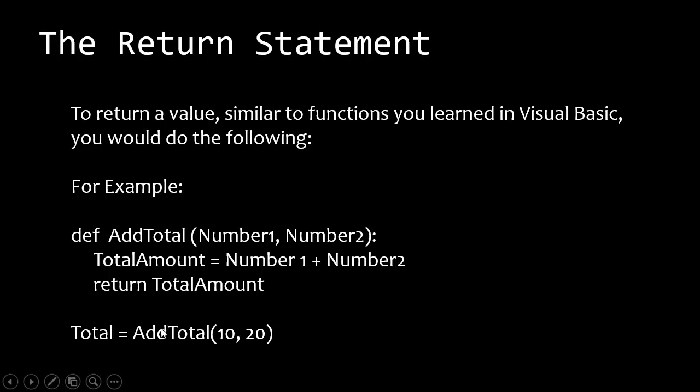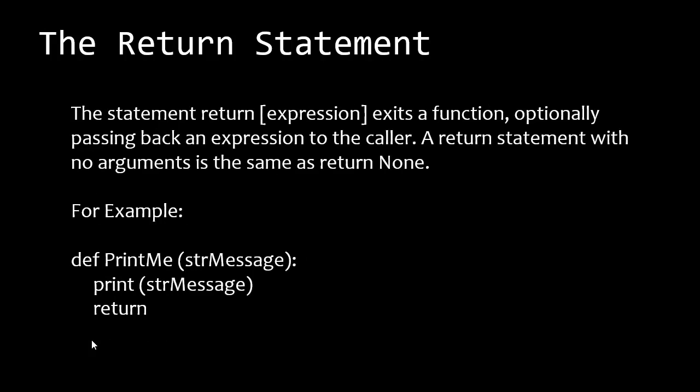So in this case here, I'm calling add total. I'm passing 10 and 20 as my parameters. It's receiving them as number 1 and number 2. I got my total amount, and I'm going to return my total amount. In this case here, that returned total amount will end up in the total variable sitting right here. Again, probably more familiar to you as a normal function would be. In the earlier case, as you see, this is more like what a procedure would look like, correct? But it's still called a function in Python.